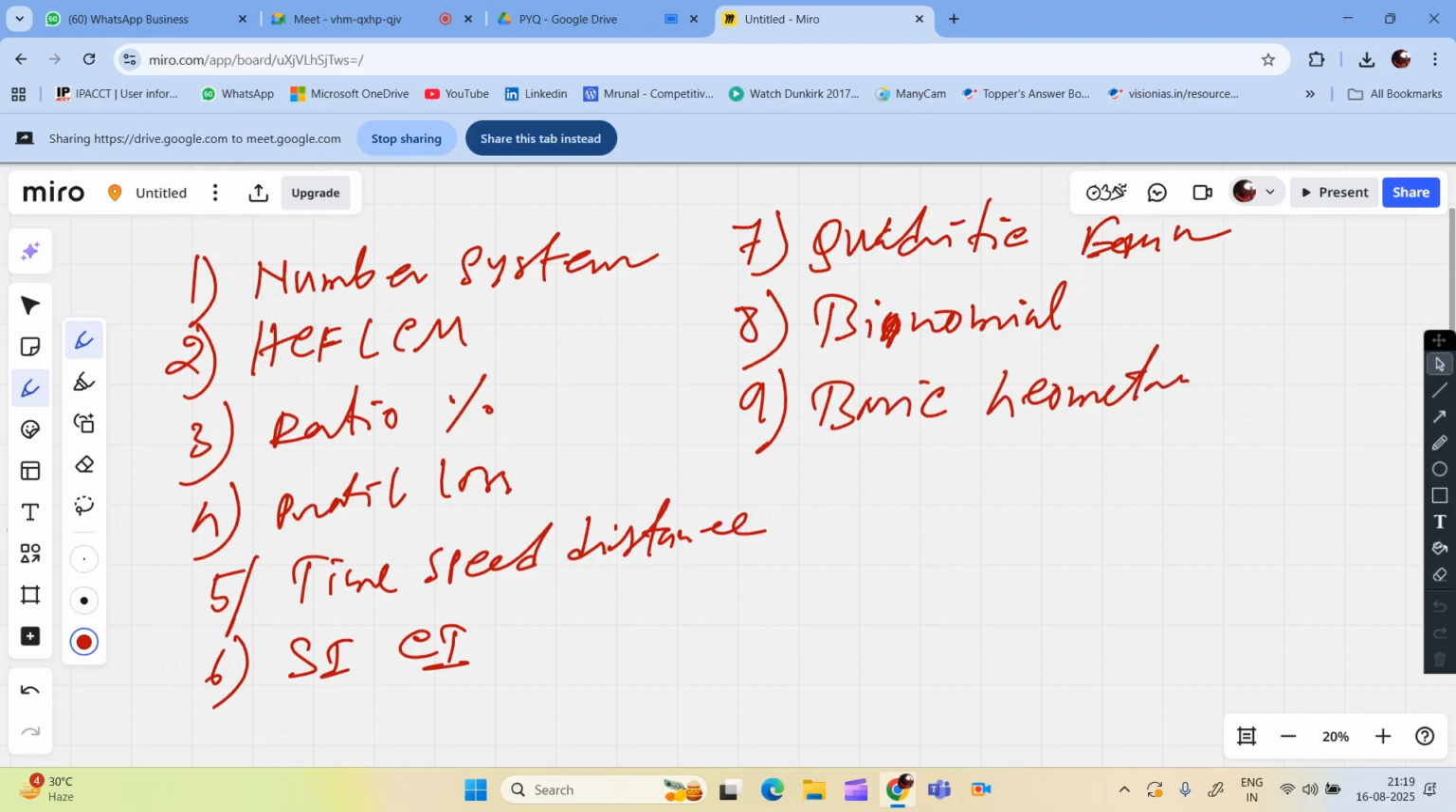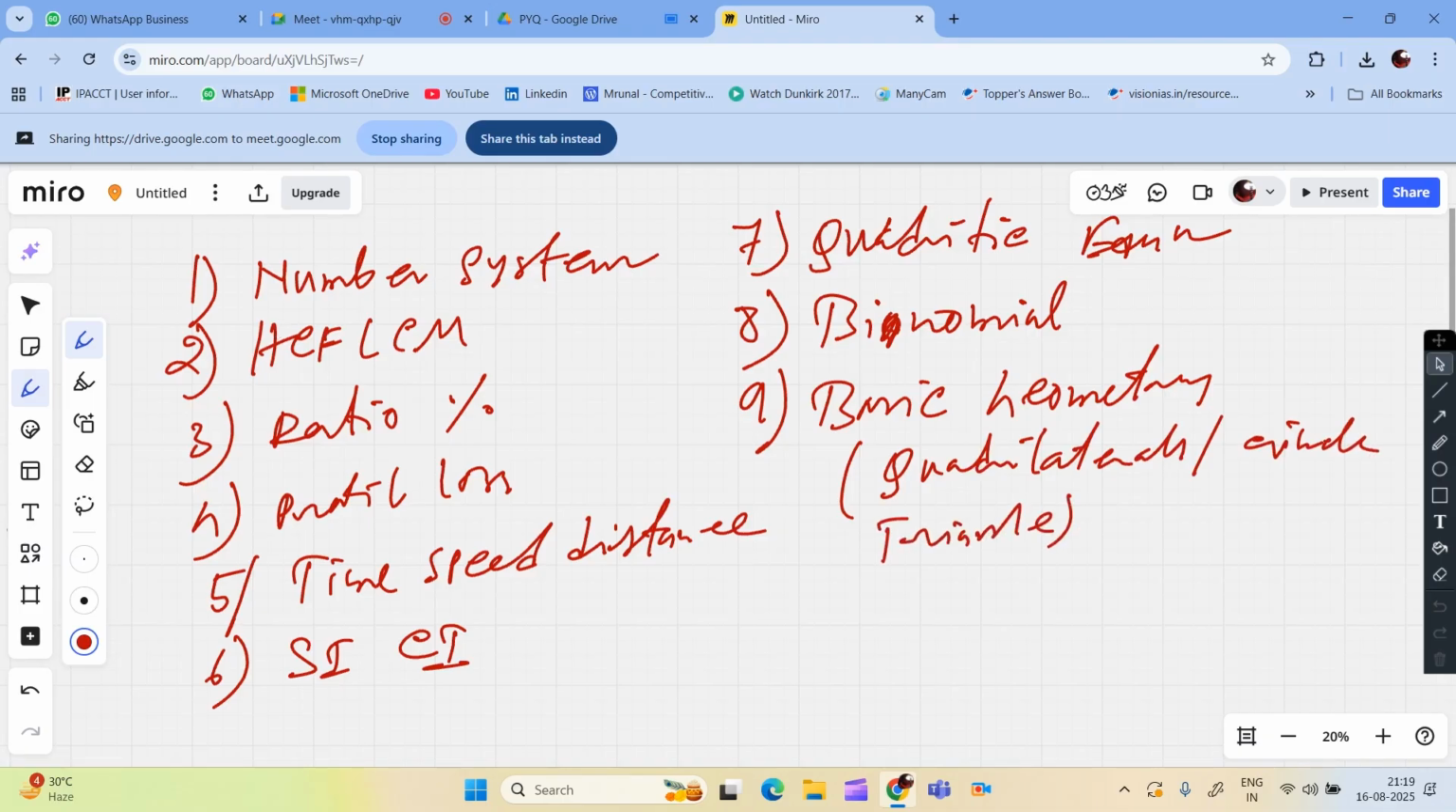Specifically, the quadrilaterals and circle and triangle. The concept of every quadrilateral, circle, and triangle. Basic geometry. Mensuration. You can write it down or you can take a screenshot. 2D, 3D would be there.